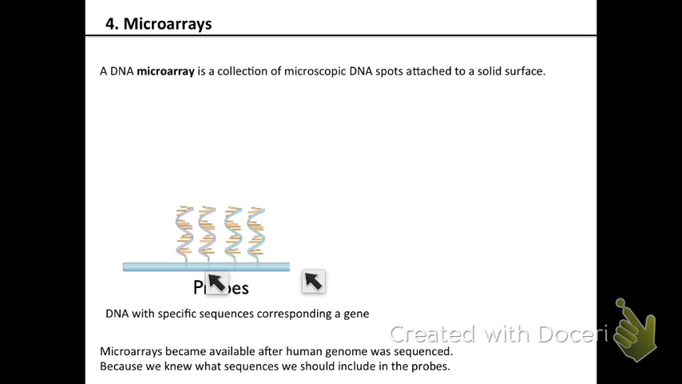So the microarrays, this technology became available after the human genome was sequenced, because then we knew what sequences we should include into the probes, right? So we sequence the genome, we annotate the genes, and then we find out, okay, these are the exons of the genes corresponding to open reading frames. So to analyze every gene's expression, I can make a DNA probe that will have the sequence of individual exons or individual genes and put them on glass slides. So that's essentially what the microarrays are.